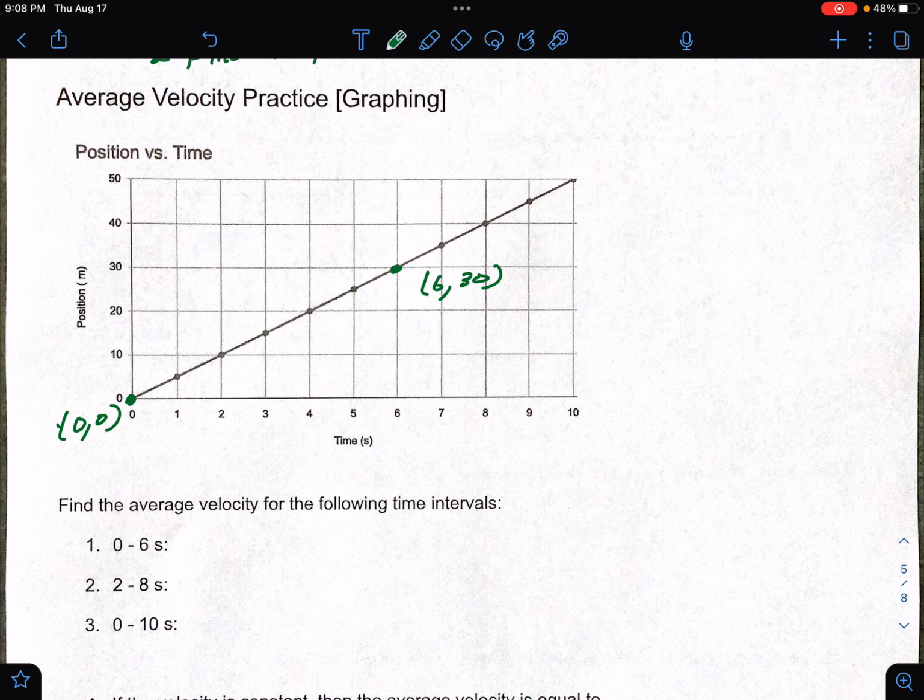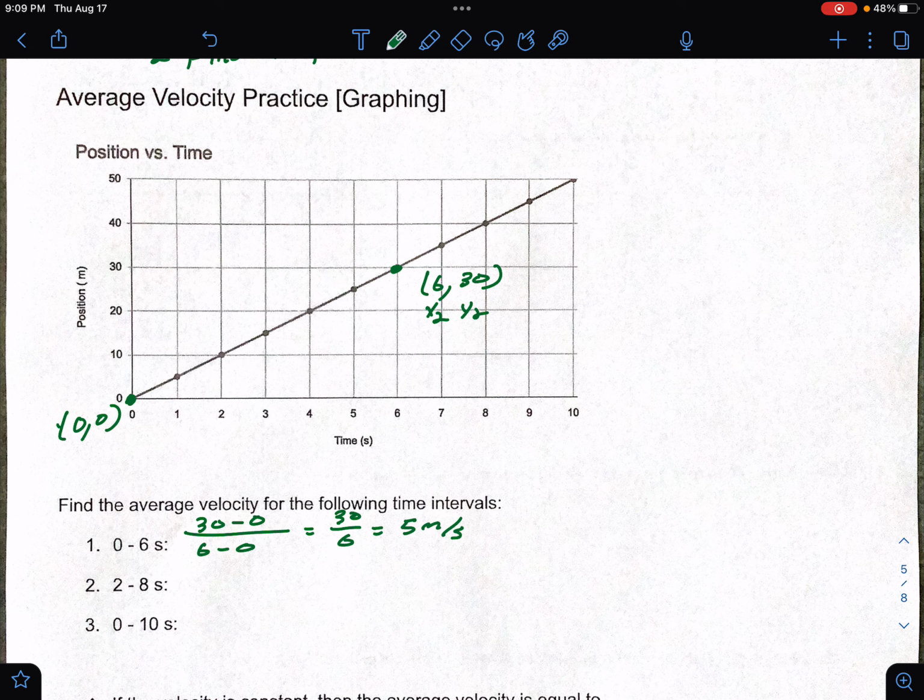All I need to do is plug that into the slope formula, y2 minus y1. Always remember that your x2 and y2 are the later ones in time. So it's 30 minus 0 over 6 minus 0. That gives me 30 over 6, which is 5 meters per second.